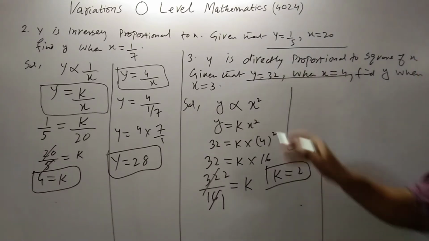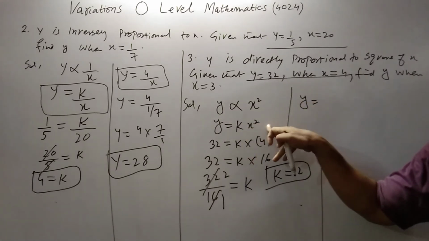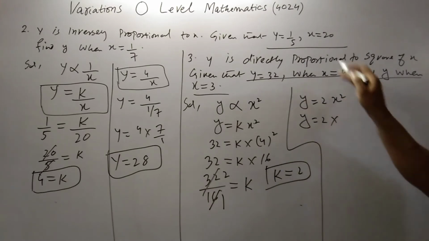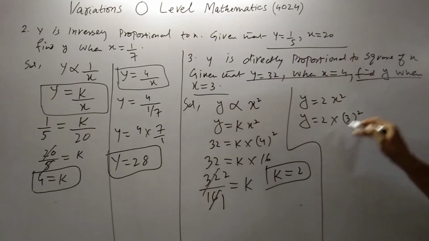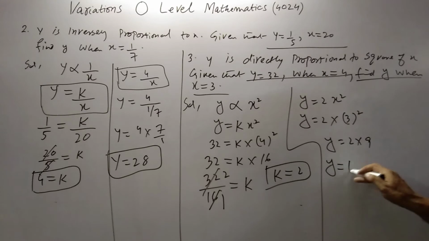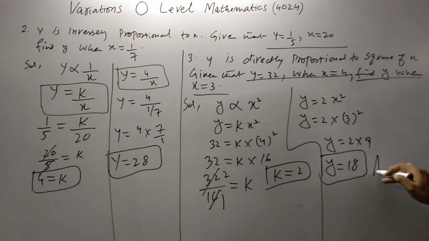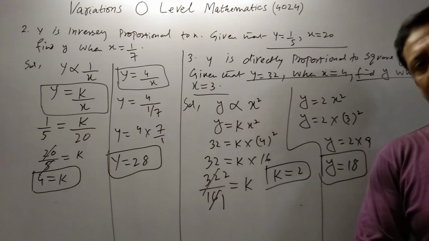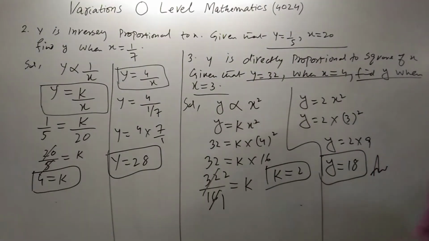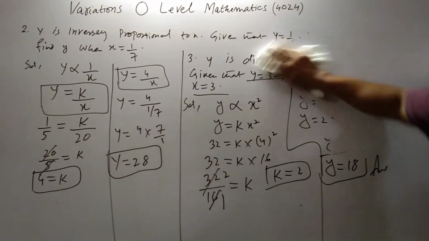After finding the value of k, put this value of k over here: k x square, so 2 x square. Now see the final requirement. The requirement is to find y when x is equal to 3. y is equal to 2 into 3 square. 3 square is 9. 9 2s are 18. So this is our final answer. Hope you understand. This is related to inverse proportional and this is related to direct proportional. There are only two kinds of relation, direct relation and inverse relation. Now see question number 4.